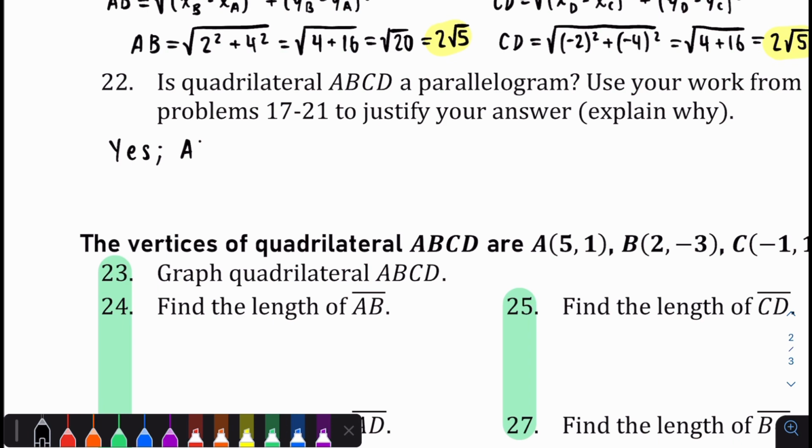So AB is parallel to CD, and AB is congruent to CD. That's all we need.